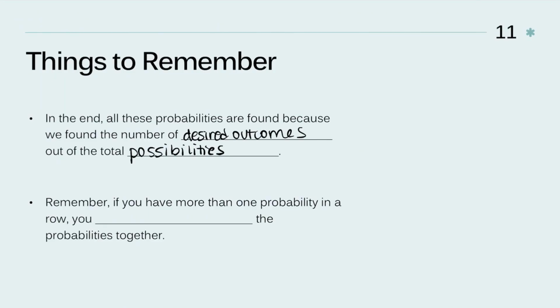With compound events, it just means that we have more possible outcomes out there. And if you have more than one probability in a row, you just multiply the probabilities together. I can't spell today. My goodness, multiply. You multiply the probabilities together just like we did in the tree diagram. Anyway, I hope that is a good overview of how to do compound events, and good luck.